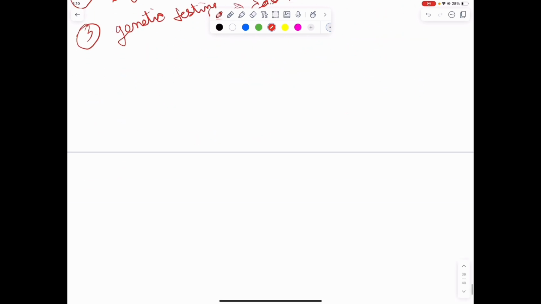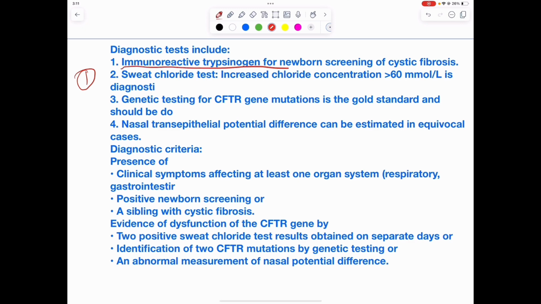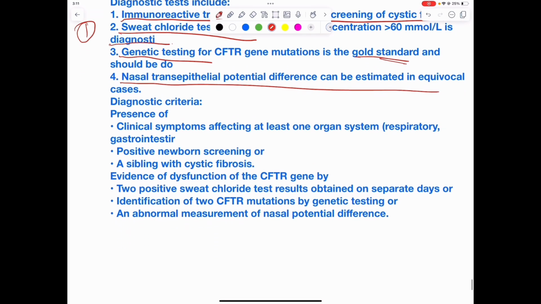Now, what are the diagnostic criteria of cystic fibrosis that can also be asked? Number 1, clinical symptoms affecting at least one organ system, that is respiratory, gastrointestinal, or genitourinary. Now, as we have said, for the diagnostic test, the sweat chloride test is used. For screening it is immunoreactive trypsinogen. Genetic testing is the gold standard. Nasal transepithelial potential difference can be used in equivocal cases.